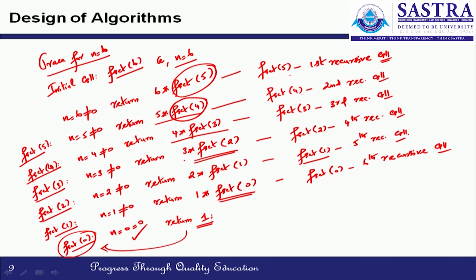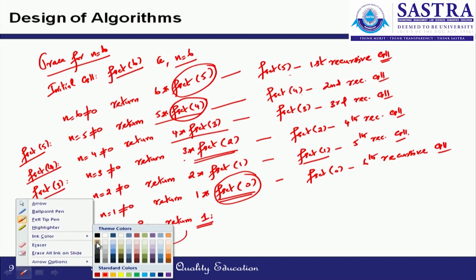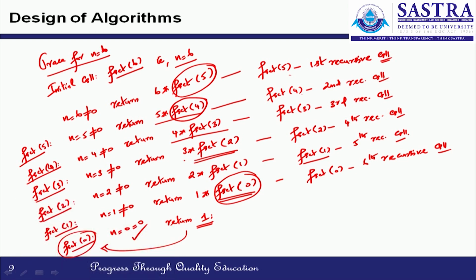Who is the caller here? 1 into fact of 0. When fact of 0 is called, the value to be returned is 1. So here updating the value 1, 1 into fact of 0 is 1, 1 into 1 is 1. Fact of 1 is updated to a value 1. Who is the caller of fact of 1 here? Return 2 into fact of 1. Fact of 1 is 1, this value is returned here.